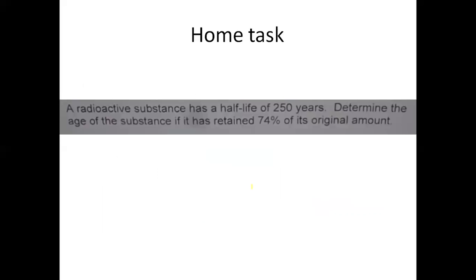Here is a task given for you: a radioactive substance has a half-life of 250 years. Determine the age of the substance if it has retained 74% of its original amount. Here we have some information given, and we have to calculate the time t. The half-life t half is given, that is 250 years, and the retained amount, that is 74% of its initial amount, is given.